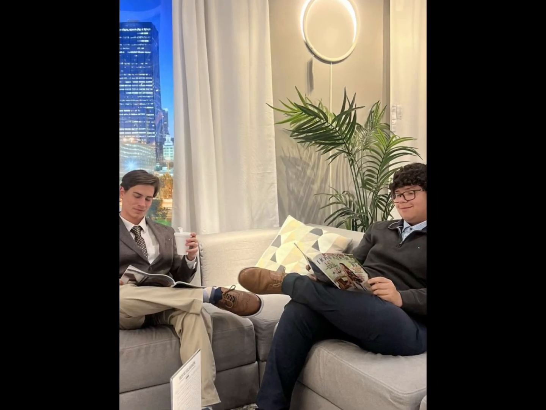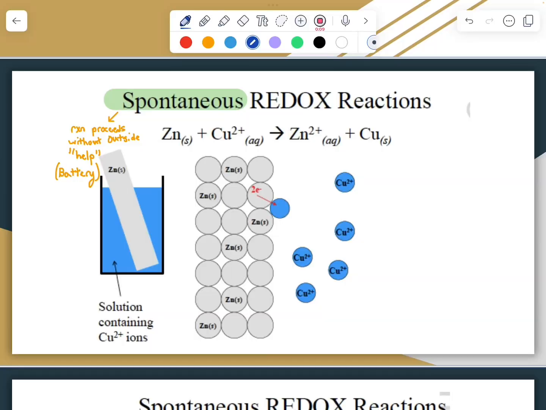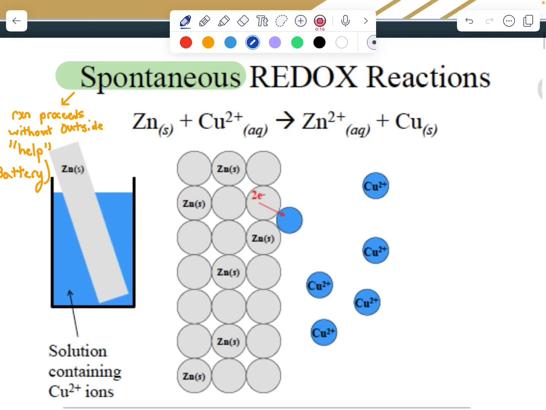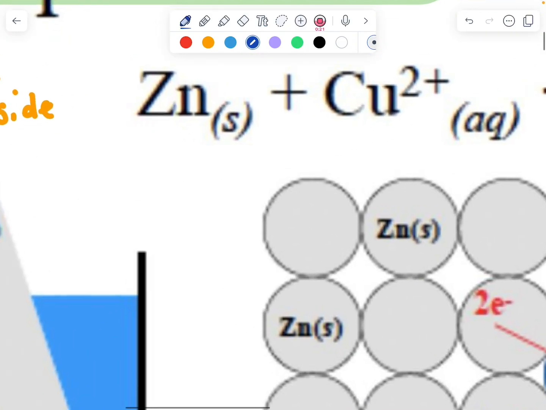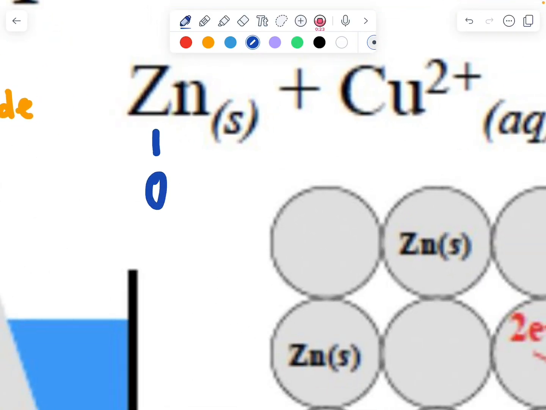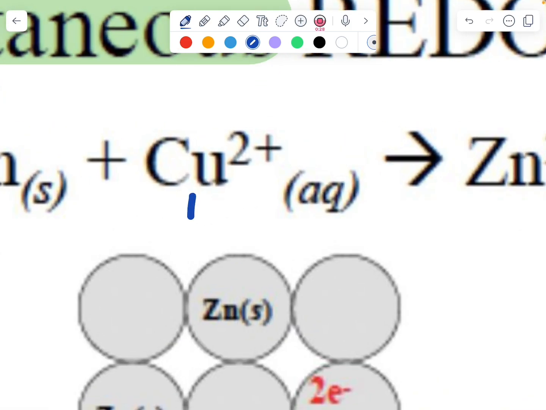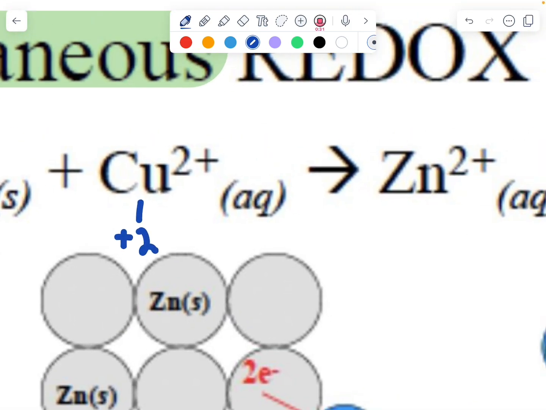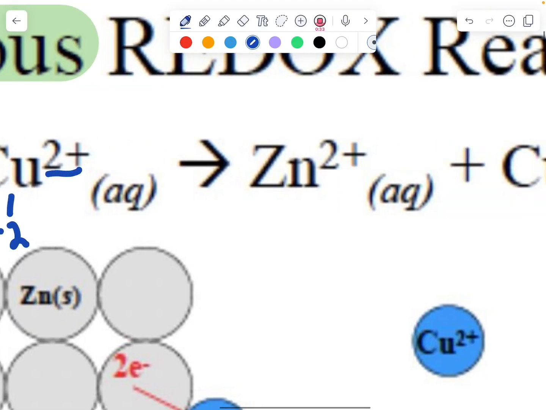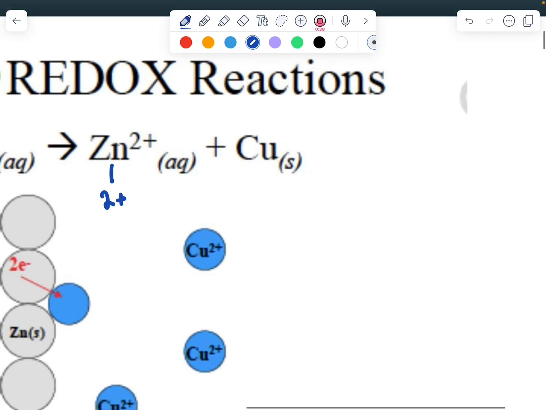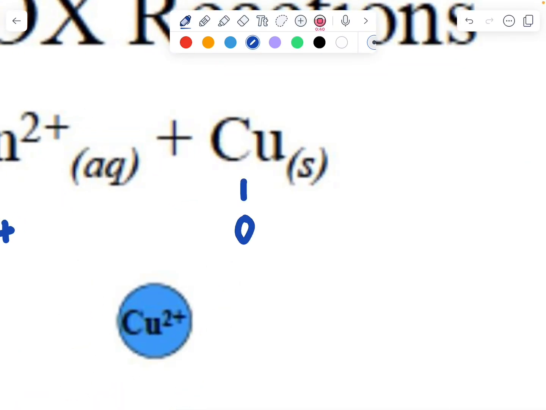Okay, so a spontaneous redox reaction would be something like this. We have zinc and copper reacting to form zinc ions and copper, not in its ion form. In its natural state, zinc has an oxidation number of 0. Copper would have an oxidation number of +2 here because of the charge on the ion. Then we transition to zinc having a charge of +2, meaning that 2 electrons were removed, and copper would have a charge of 0.